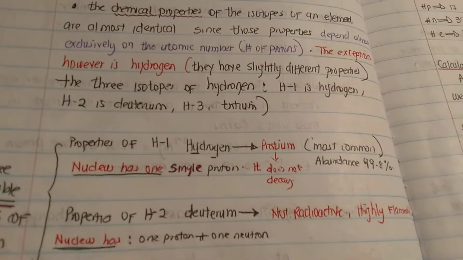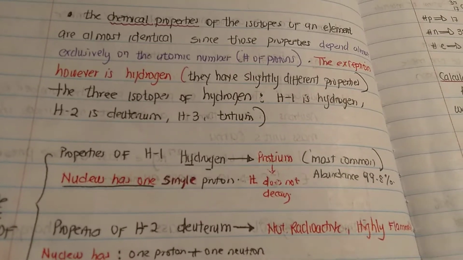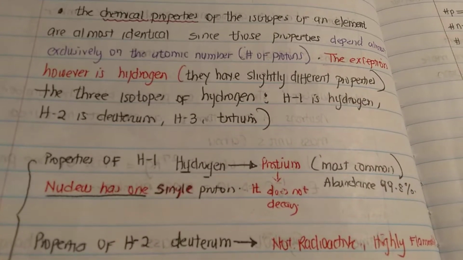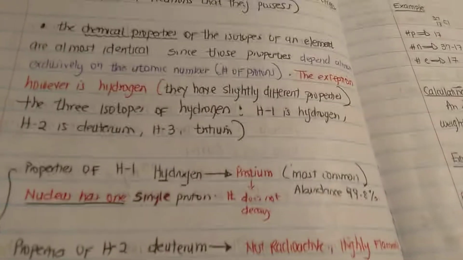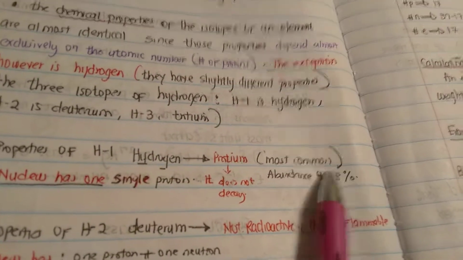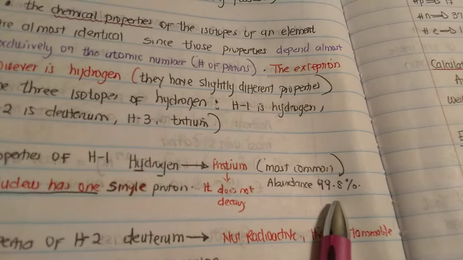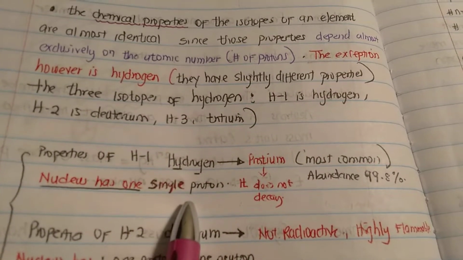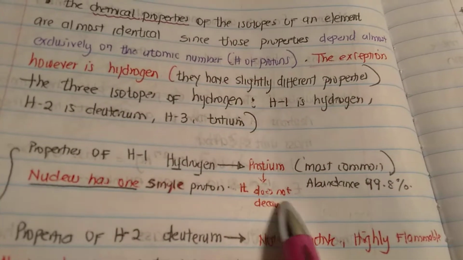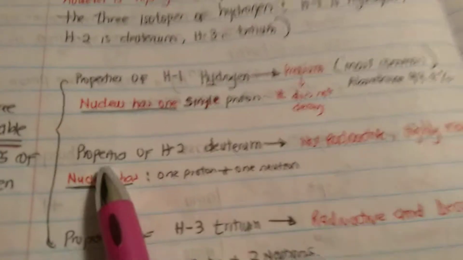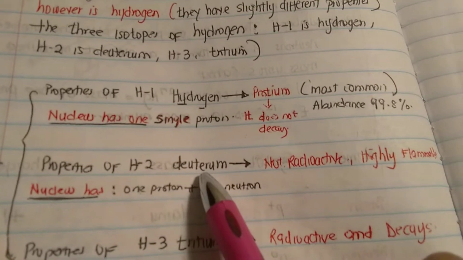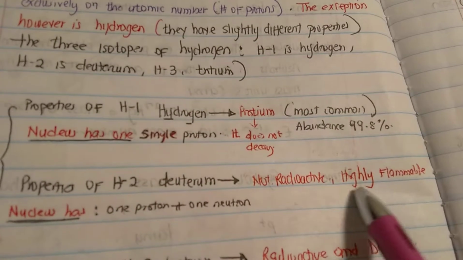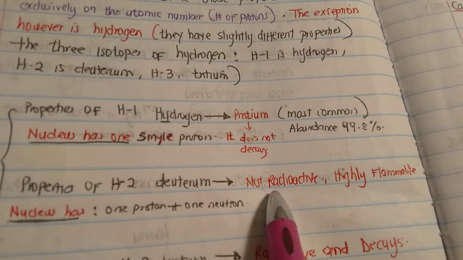The properties for H1 hydrogen, which is also called protium, is that this is also the most commonly found. Its abundance is 99.8%. The nucleus has one single proton. Protium does not decay. The H2 deuterium is highly flammable. It's not radioactive.